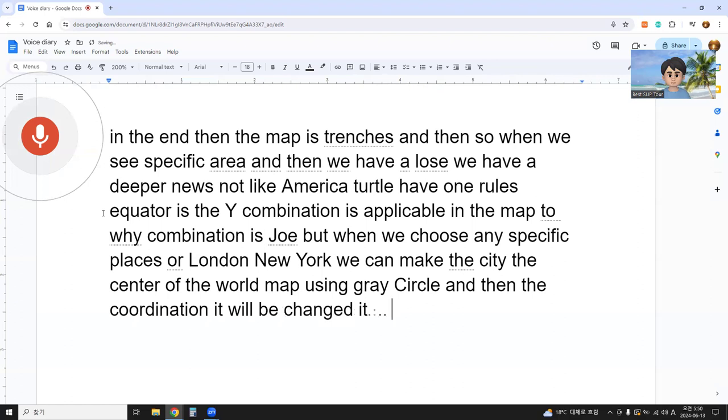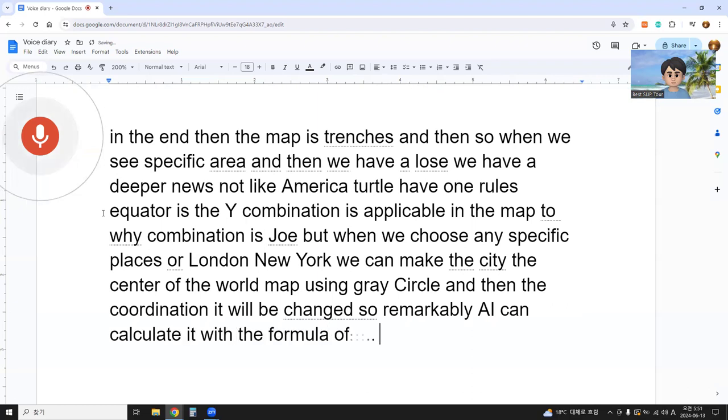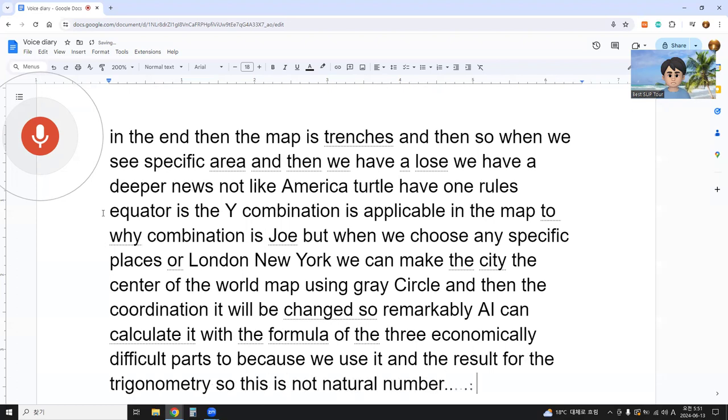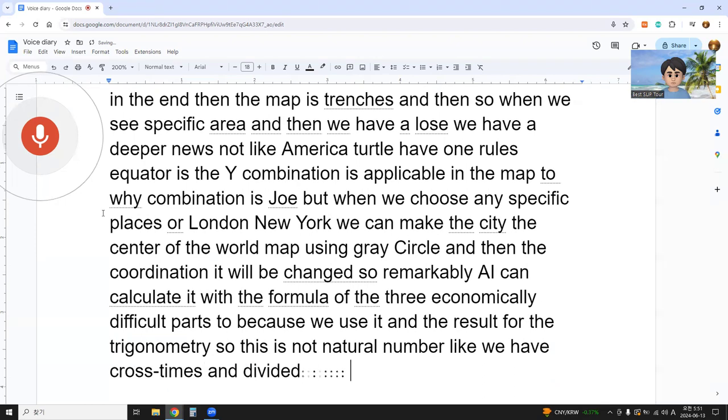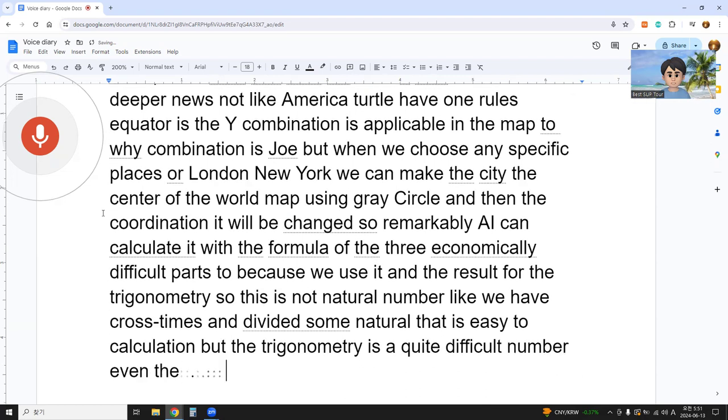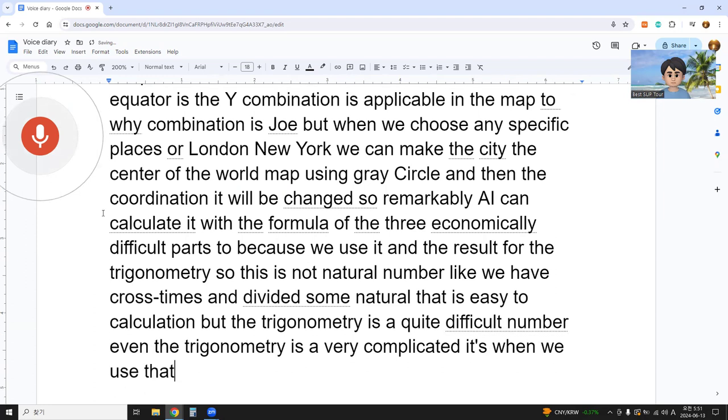So remarkably, AI can calculate with the formulas of trigonometry. Trigonometry is a very, very difficult part, because we use the results of trigonometry. This is not like natural numbers, where we have plus, minus, times and divided, which are easy to calculate. But trigonometry is quite difficult, because the measured numbers are very complicated. When we use that calculation, we should be a mathematician, an expert in science.